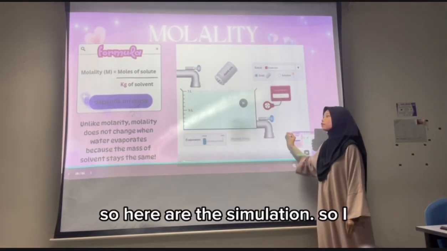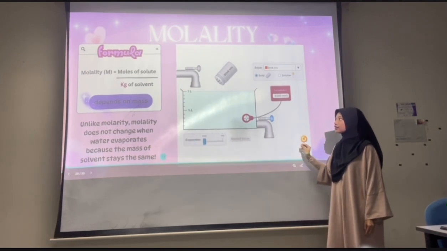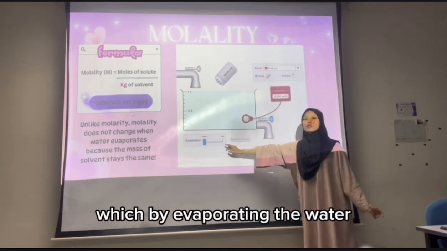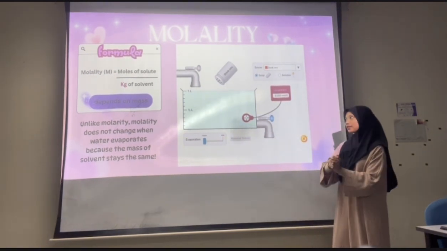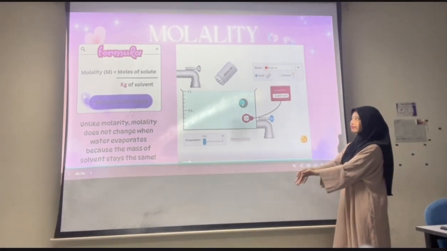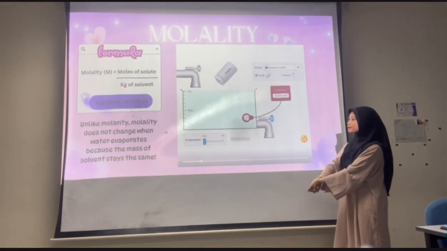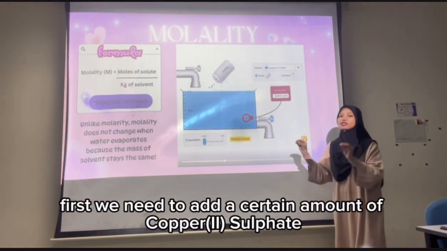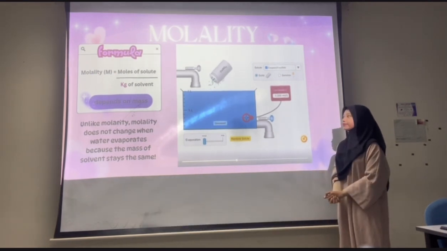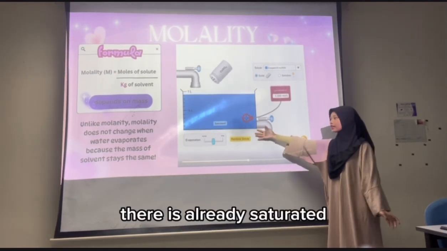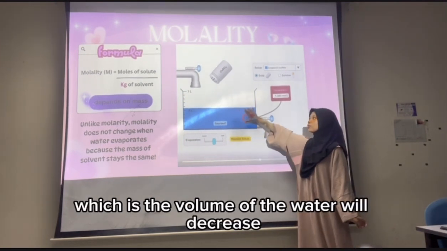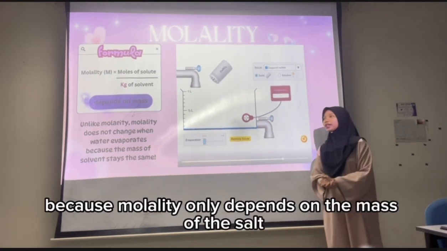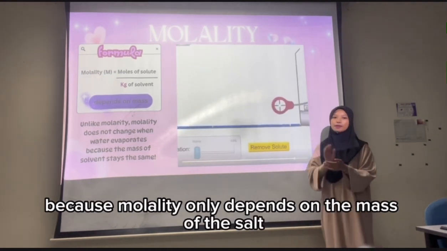So here is the simulation. I try to reduce the volume of the water by evaporating the water. So let's see what happens to the molality. First, we need to add a certain amount of copper sulfate. It is already saturated. And then I evaporate the water, so the volume of the water will decrease. But the molality stays the same. Why? Because molality only depends on the mass of the solvent.